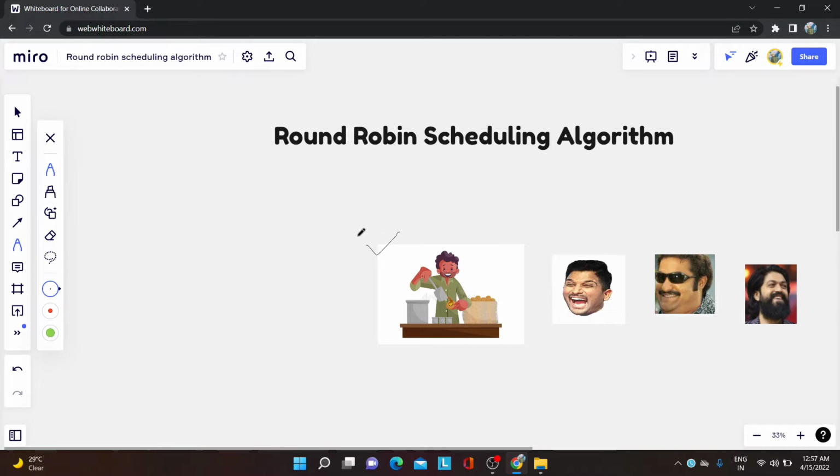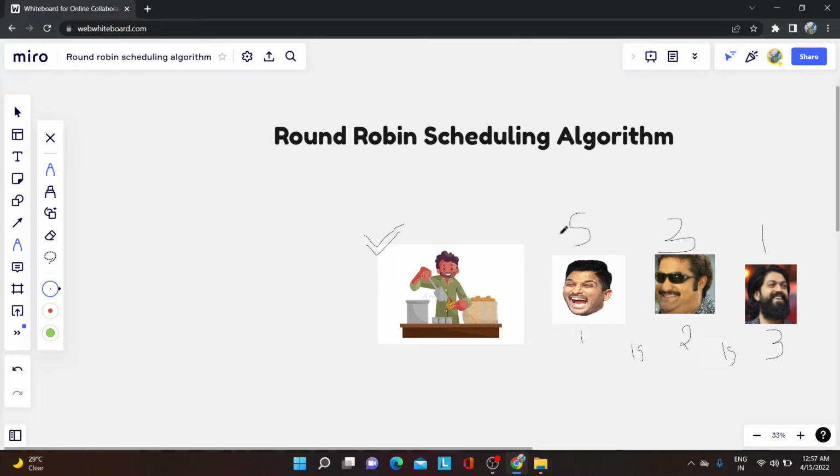What we are seeing here is a Pani Puri seller. Suppose he got 3 customers here. This guy came first, this guy came second, and this guy came third. The guy who came first wanted to buy 5 puris, the guy who came second wanted to buy 3, and the guy who came last wanted to buy only 1.